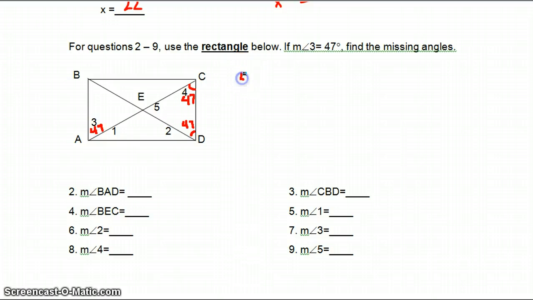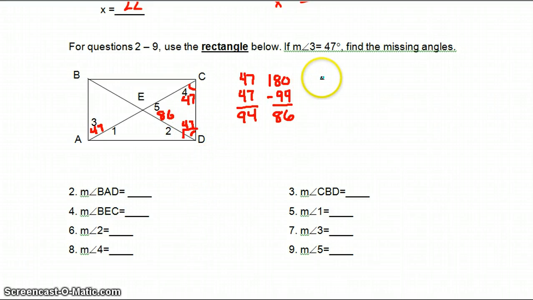And if I add 47 plus 47, that gives me 94. If I subtract that from 180, that gives me 86. So 5 is 86. And I know that this whole angle down here is a right angle. So if I do 90 minus 47, that gives me 43 for angle 2. And I know this is the same. So now I have all of my measures.